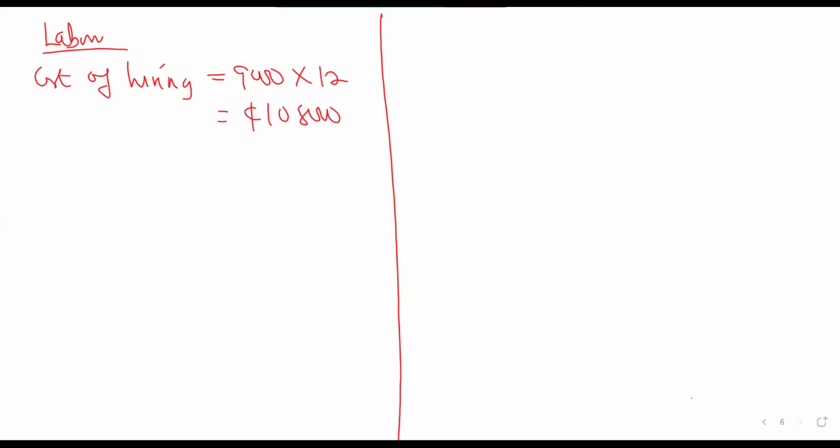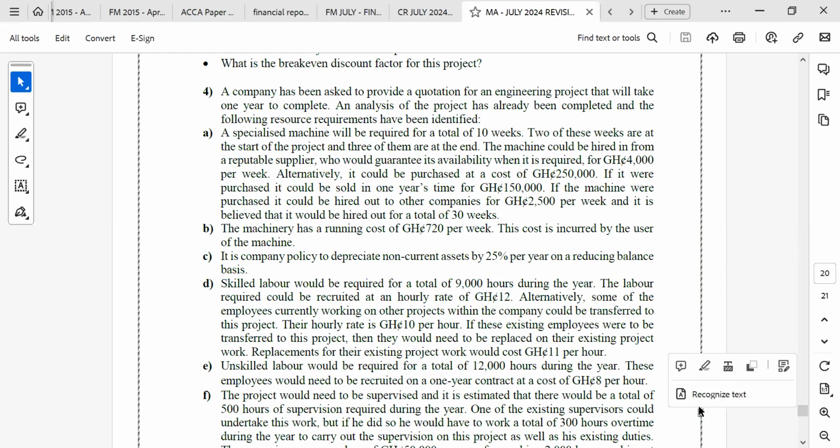If we cannot get the people that we want, if we don't have the people already, it means that we have to go and hire them from other places. Alternatively, some of the employees currently working on other projects within the company could be transferred to these projects. Their hourly rate is 10 cedis per hour. If these existing employees were to be transferred to this project, then the company would need to replace them on the existing project work. Replacement for their existing project work will cost 11 cedis per hour. What is the cost that you are going to be incurring if you want to transfer the people to the project?